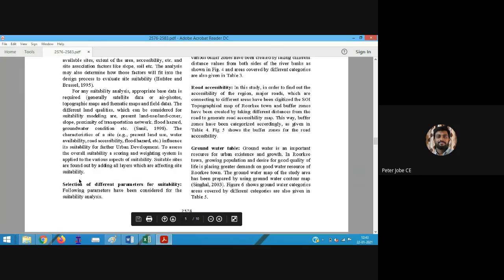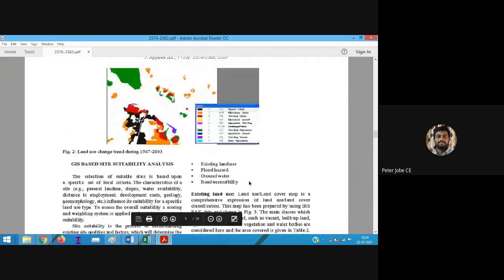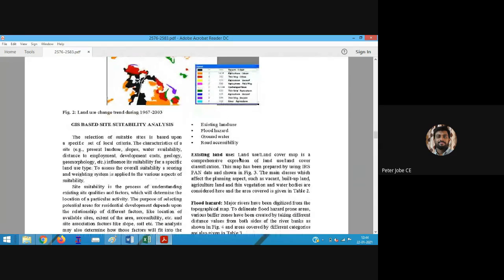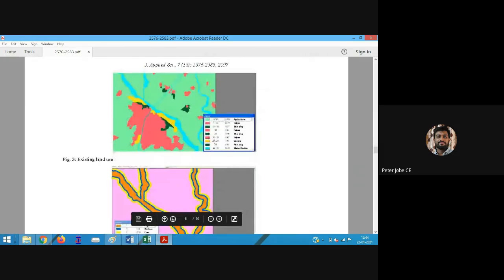The selection of different parameters for suitability. Then we need to understand what are the parameters that will affect the site suitability. So the following parameters have been considered for the suitability analysis. Let us see what they are. First is the existing land use, flood hazard, groundwater, road accessibility. So if we come to existing land use, the land use or land cover map is a comprehensive expression of land use or land cover classification. This map has been prepared by using IRS pan data and is shown in figure 3. Let us see what is figure 3. See, this is actually the existing land use.